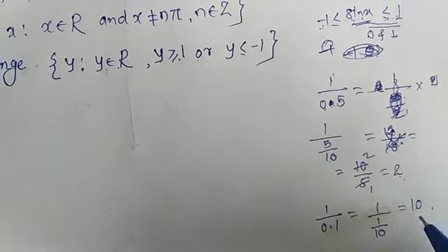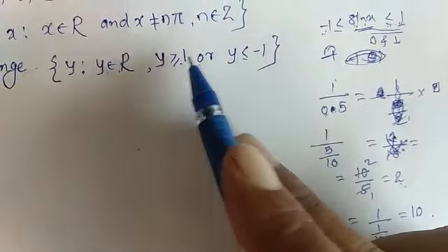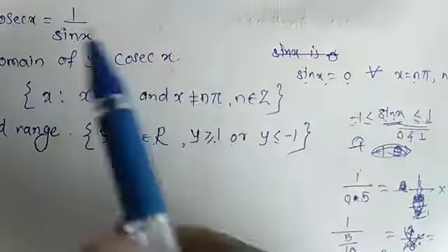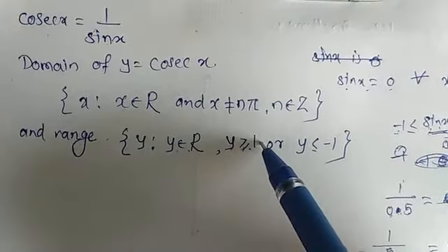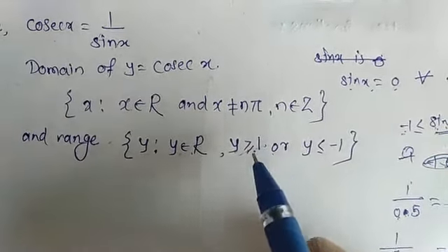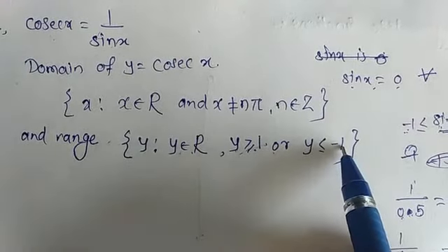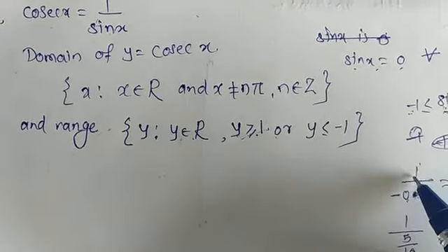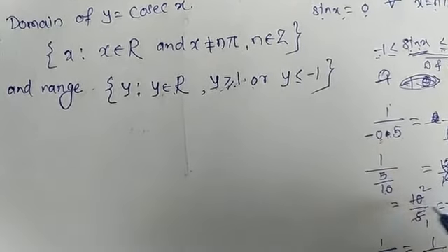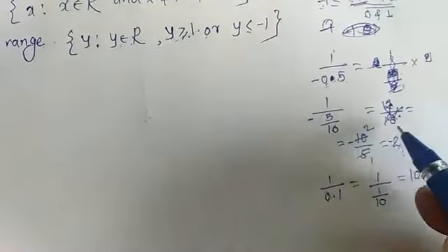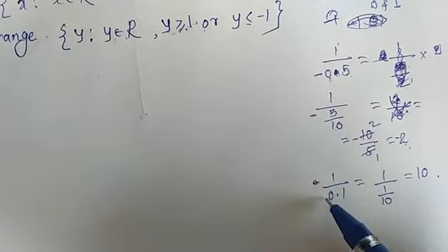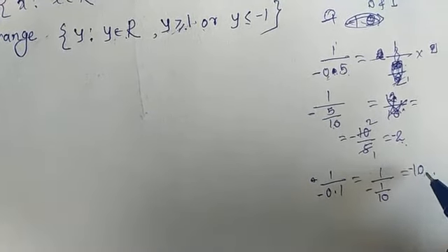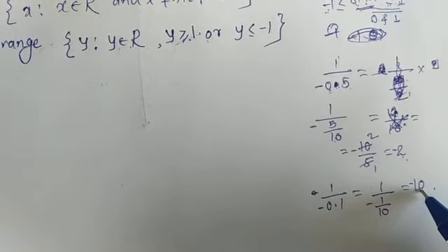Answer will be 10, so it will be greater than 1. So you can say that when the value of sin x is less than 1, the value of cosec x will be greater than or equal to 1, will be greater than 1. Similarly, for y less than or equal to minus 1, as we consider it as a negative, it will give us 1 upon minus 0.5, which gives minus 2. Okay, because all terms will become negative. Here 1 upon minus 0.1 gives us minus 10, which is less than 1.